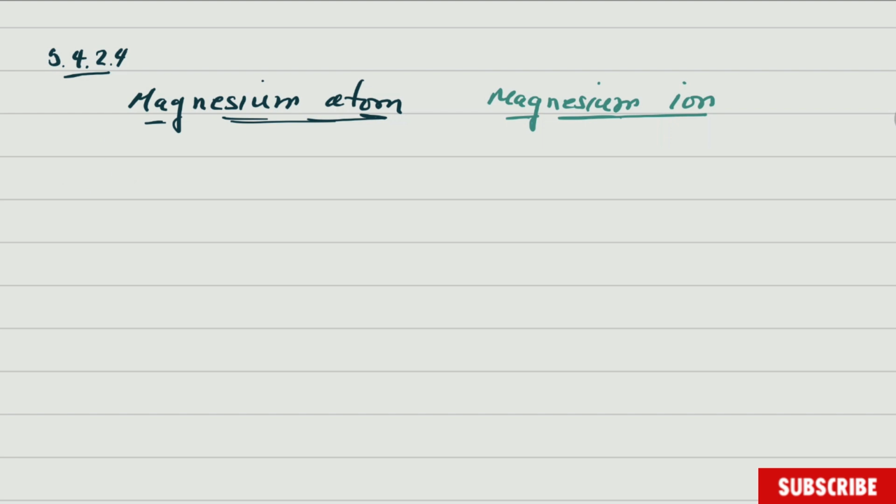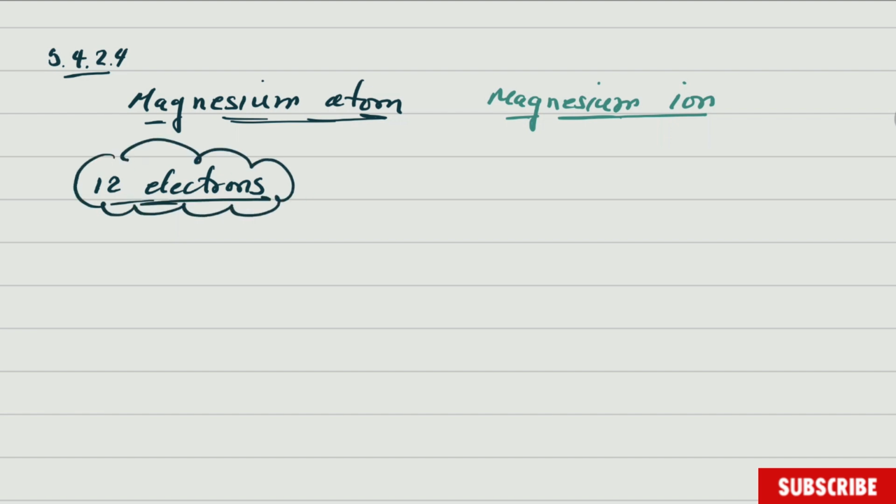Magnesium will have a total of 12 electrons. That is very important. But the magnesium ion does not have 12 electrons. It has only 10 electrons because it gave 2 electrons away.